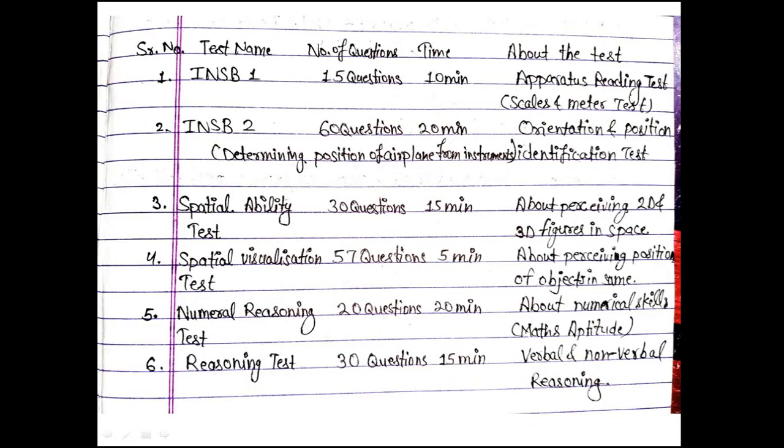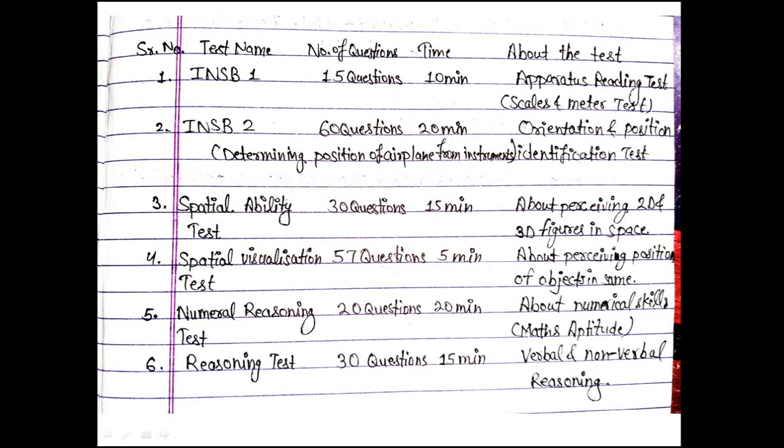Now, the test starts like this. INSB1, that is the instrumentation battery test, 15 questions, 10 minutes. This test is about apparatus reading. INSB2, instrumentation battery test second, 60 questions, 20 minutes. It is about orientation and position identification, that is you have to determine the position of the aircraft from instruments.